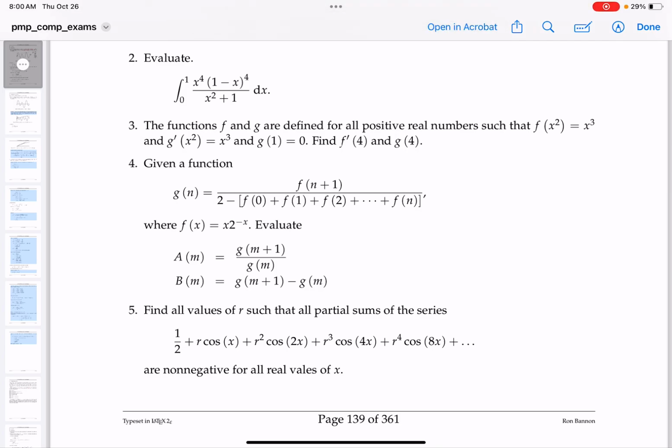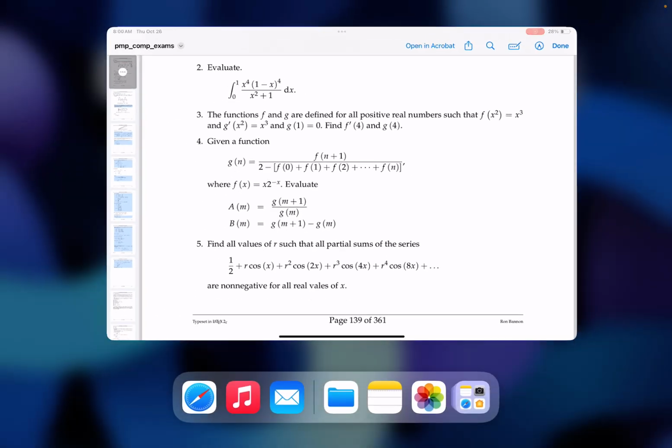All right, let's do number 4. Looks like a tough one. They tell me what g of n is. It's defined in terms of f. And then they tell me what f is. They want me to figure out what a of m and b of m are, which are defined in terms of g. And I'm looking at it and a little confused at this point. I'm going to go to the whiteboard and try to write things down for you.